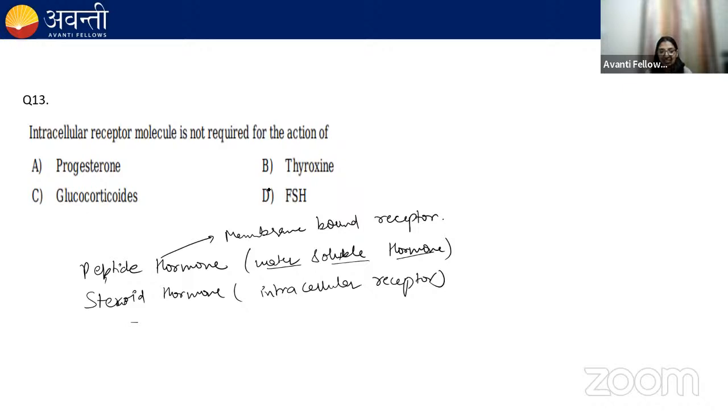Remember this. And the steroid hormone, they have intracellular receptor because they're steroid, they're lipid in nature. They can easily cross the membrane. So their receptor are present within the cell. They have intracellular receptor. And FSH is a follicle stimulating hormone. It is a peptide hormone.